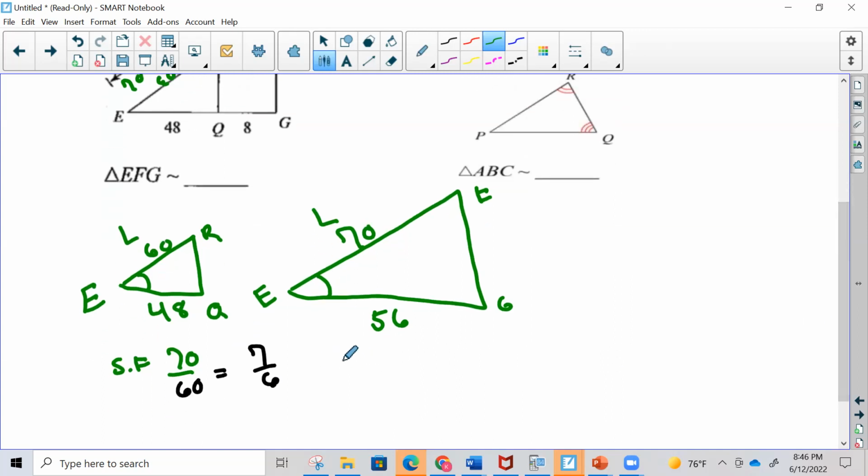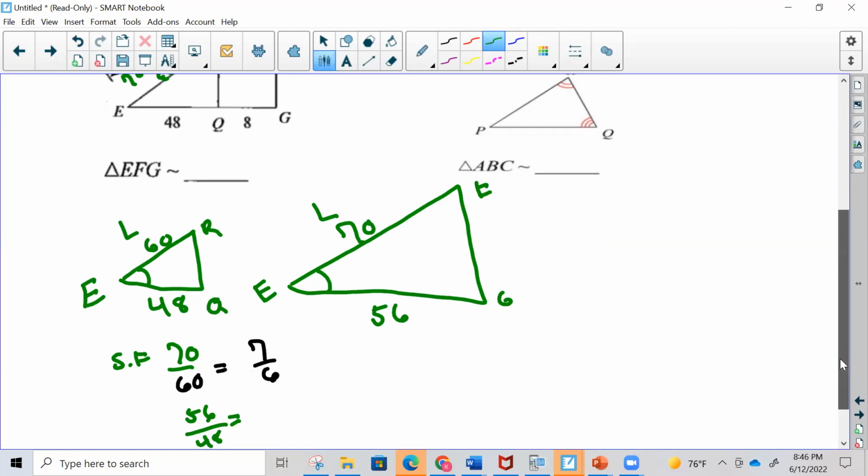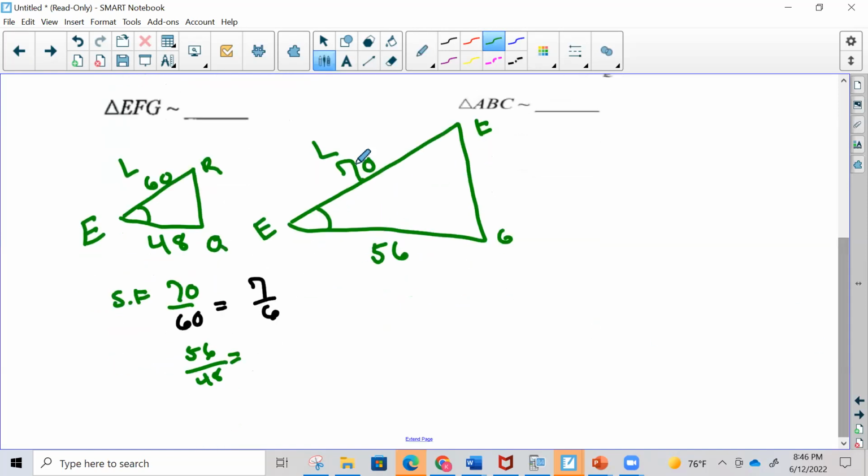Okay, and then for the other one, I would do 48 over 56. Nope, sorry. I want to flip that. I need to do the large triangle on top. So 56 over 48, and that's a common mistake. So be careful with that. It's always, if I did this one on top, then this one has to go on top.